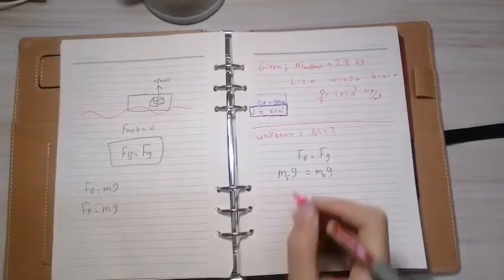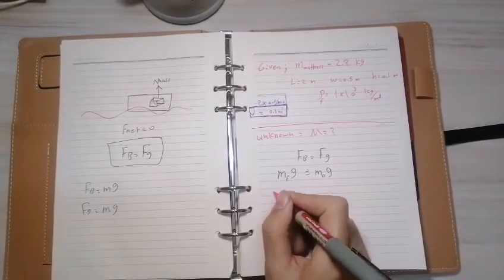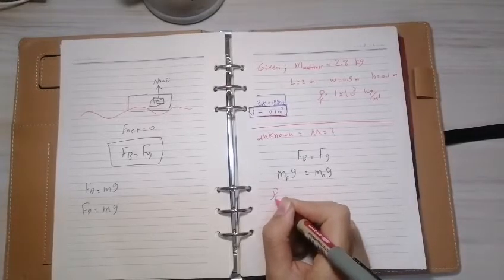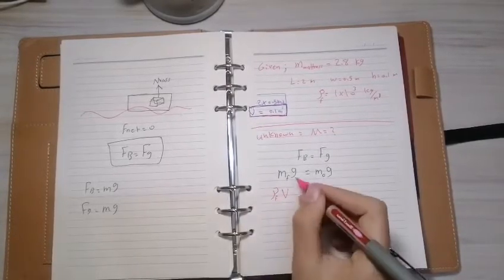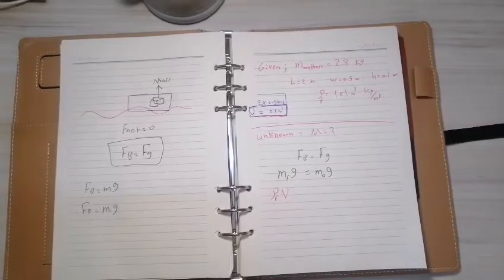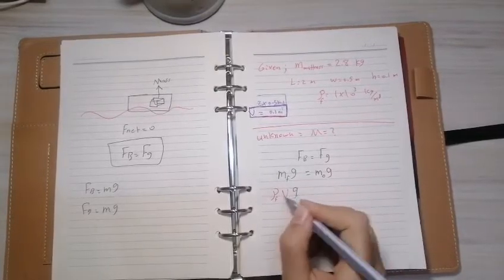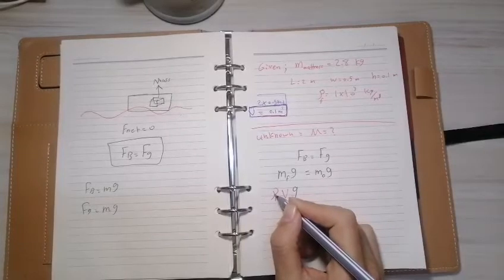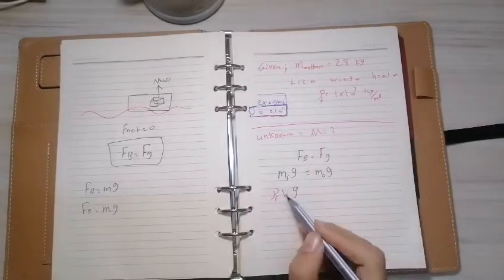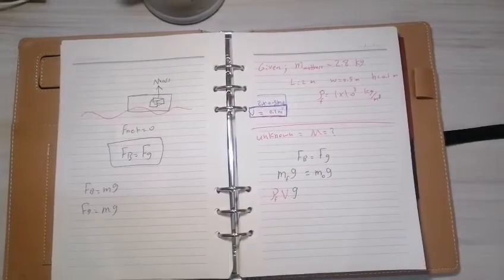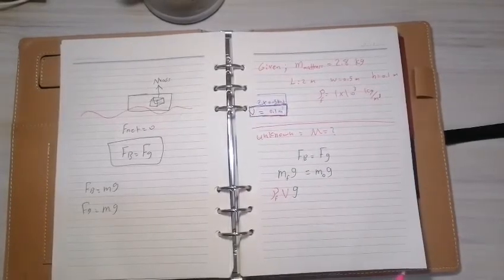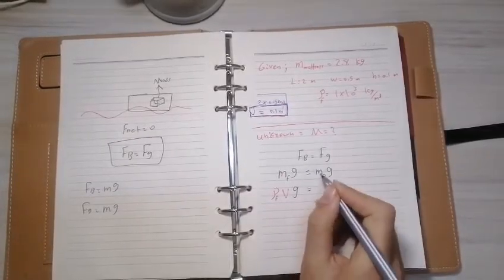So then mf will be rho f, this is the equation for mass, multiplied by v, all right? And finally, I'll just write down my g here. Okay, now I can find mass. I have the density of the fluid here. I have the volume here. I'll multiply them together and I'll get the mass. And then this equals the mass of the object.